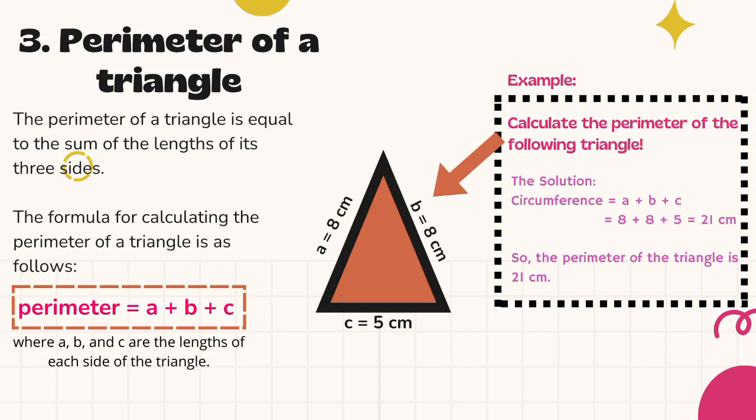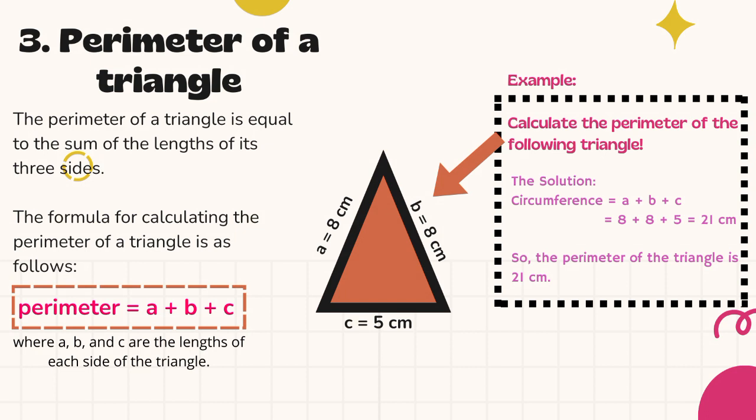Number 3, we talk about the perimeter of a triangle. The perimeter of a triangle is equal to the sum of the lengths of its three sides. The formula for calculating the perimeter of a triangle is as follows. Perimeter is A plus B plus C, where A, B, and C are the lengths of each side of the triangle.